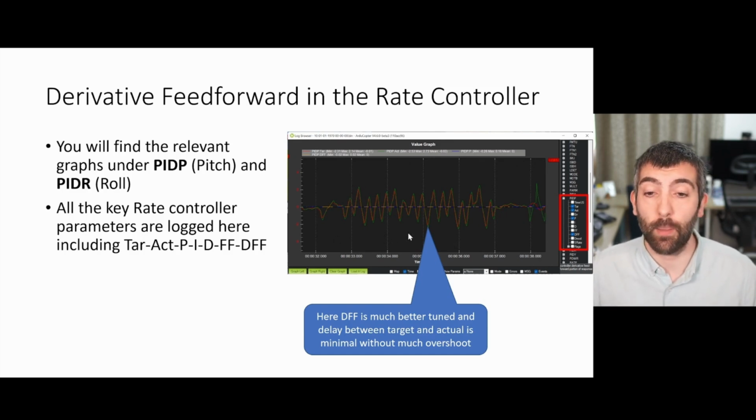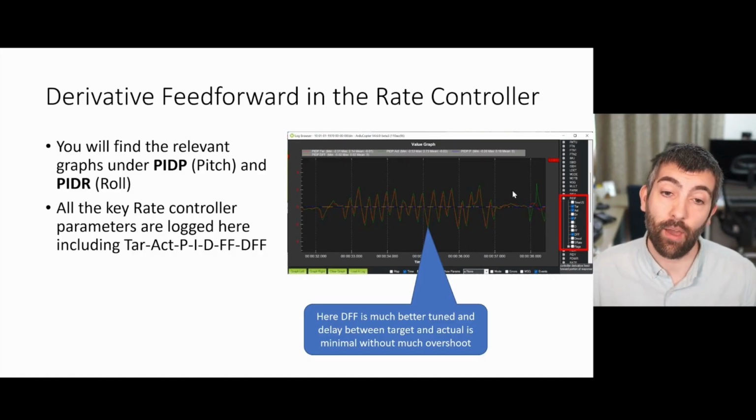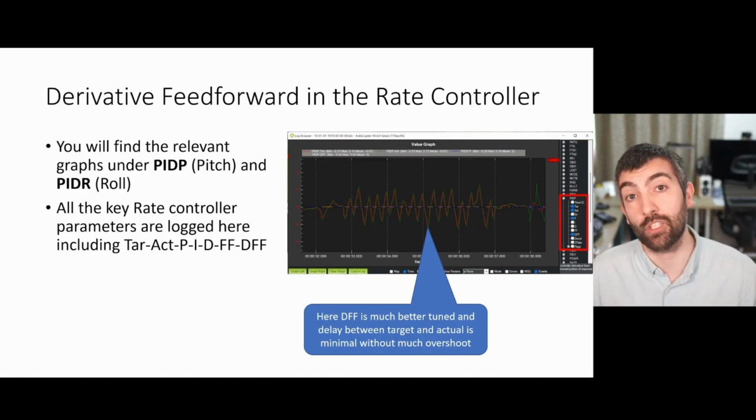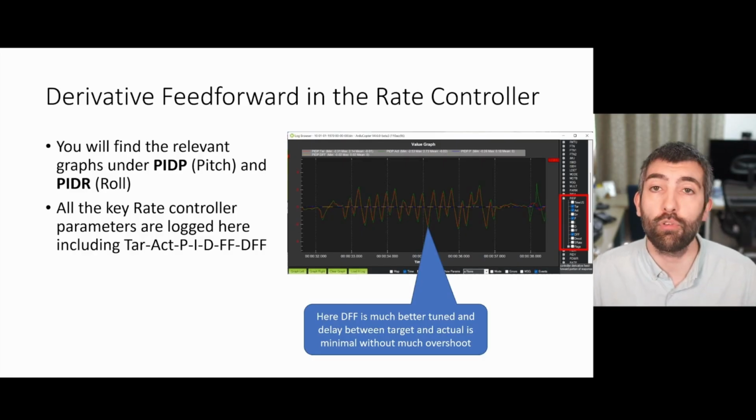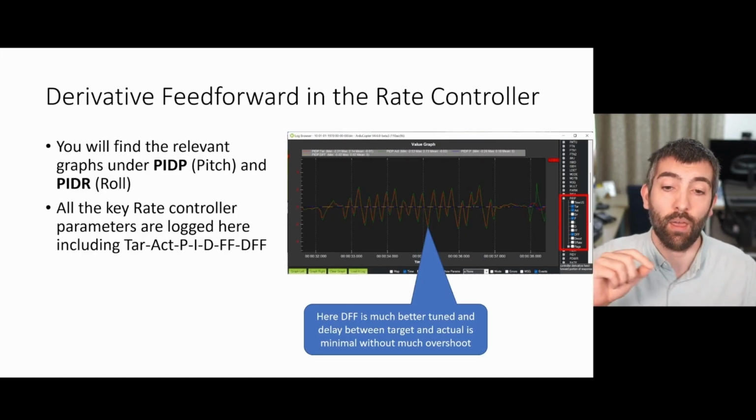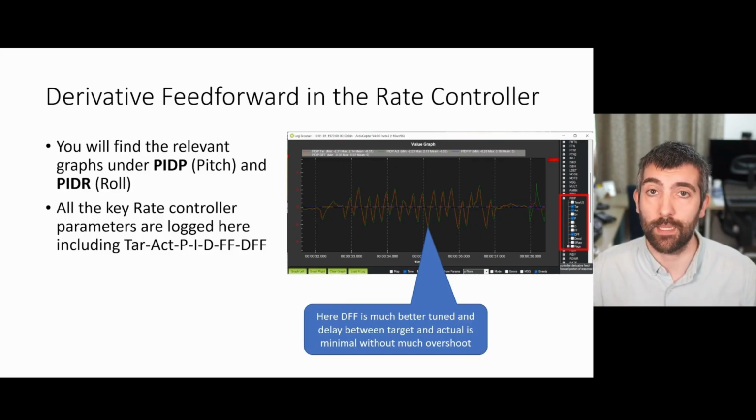It's worth just having a play with DFF and doing some test flights, seeing how it behaves in the log. And again, just trying to find that nice balance where you're not getting too much overshoot, but you are making some improvement in the delay between the actual trace and the target trace.